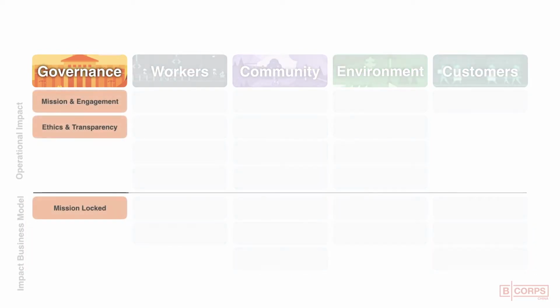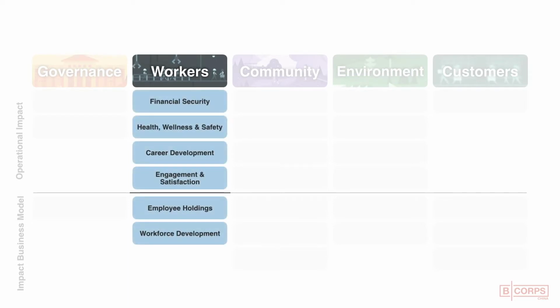The first dimension evaluates governance, which focuses on the extent to which companies incorporate social and environmental issues into their mission, regulation, financial accountability, as well as its level of transparency. Second is the workers' dimension. It assesses employee benefits provided by the company, the health and safety of employees, and also their career development.